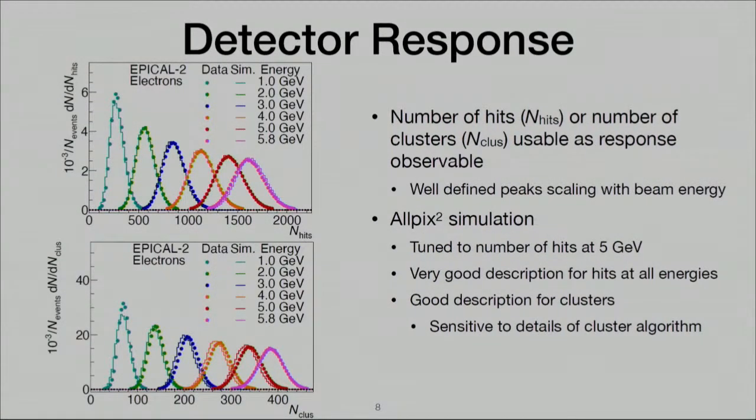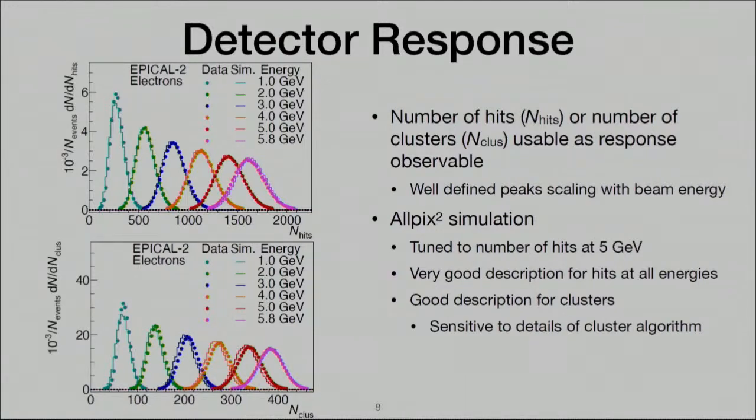After this, this is what we obtained from the DESY measurements. These are the two variables that we use for the response. We can just count the number of fired pixels or hits, or we can count the number of clusters. Both are reasonable response observables, and you see nice Gaussian-like distributions. They're not completely Gaussian, there are details, but we can discuss in detail maybe after the talk if you're interested.